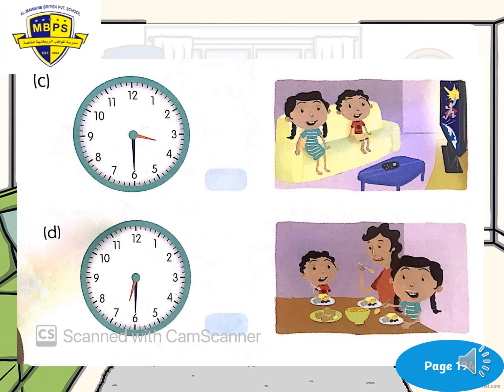The girl now is watching TV. Now let's check the time while she is watching TV. Look at the clock. Where is the long hand? Very good. It's on number 6. If the long hand is on number 6, we say it's half past. Now can you tell me half past what? Very good. 3:30.